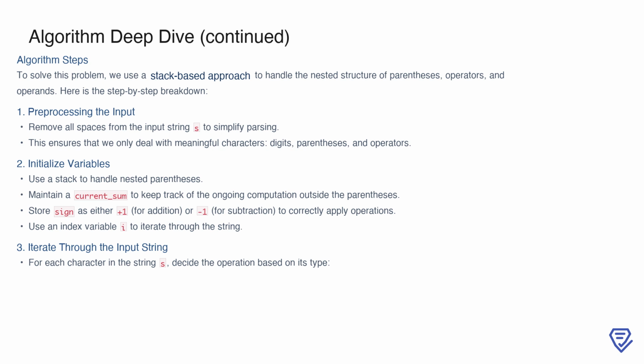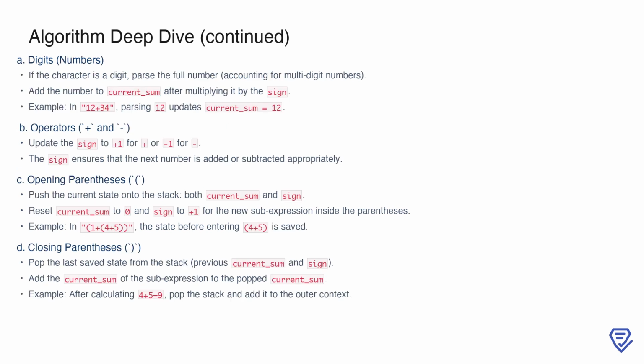As we process the string character by character, we classify each character into one of several categories: digits, operators, or parentheses. Each type requires a specific handling strategy to ensure the computation is accurate. When we encounter a digit, we parse the entire number, including multi-digit values, and update current_sum by adding the number multiplied by the current sign. For example, in the expression 12 plus 34, parsing the number 12 sets current_sum to 12. For operators like plus and minus, we update the sign to either +1 or -1, which ensures that the next number is added or subtracted correctly.